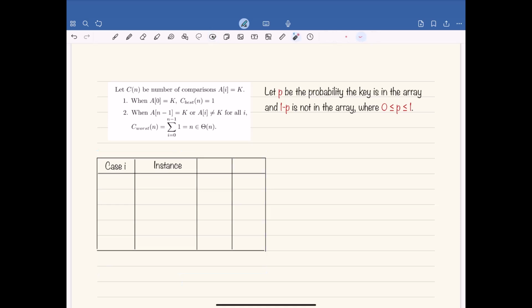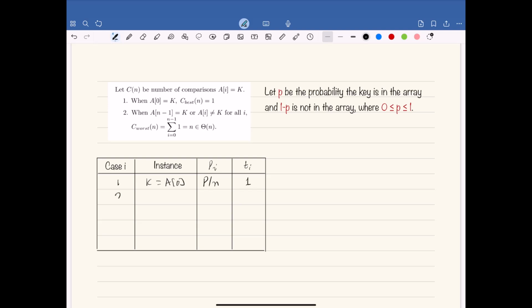In the table, in the first column, we specify the case. In the second column, we specify when this case is happening. And for the third column, we will write the probability for this case. And in the last column, we specify the number of comparisons the algorithm is making in this case. We will start with the best case, and this will be the first case. This happens when the key is equal to A0, that means it is at the beginning of the array. And the probability for this case will be p over n, and the number of comparisons is equal to 1.